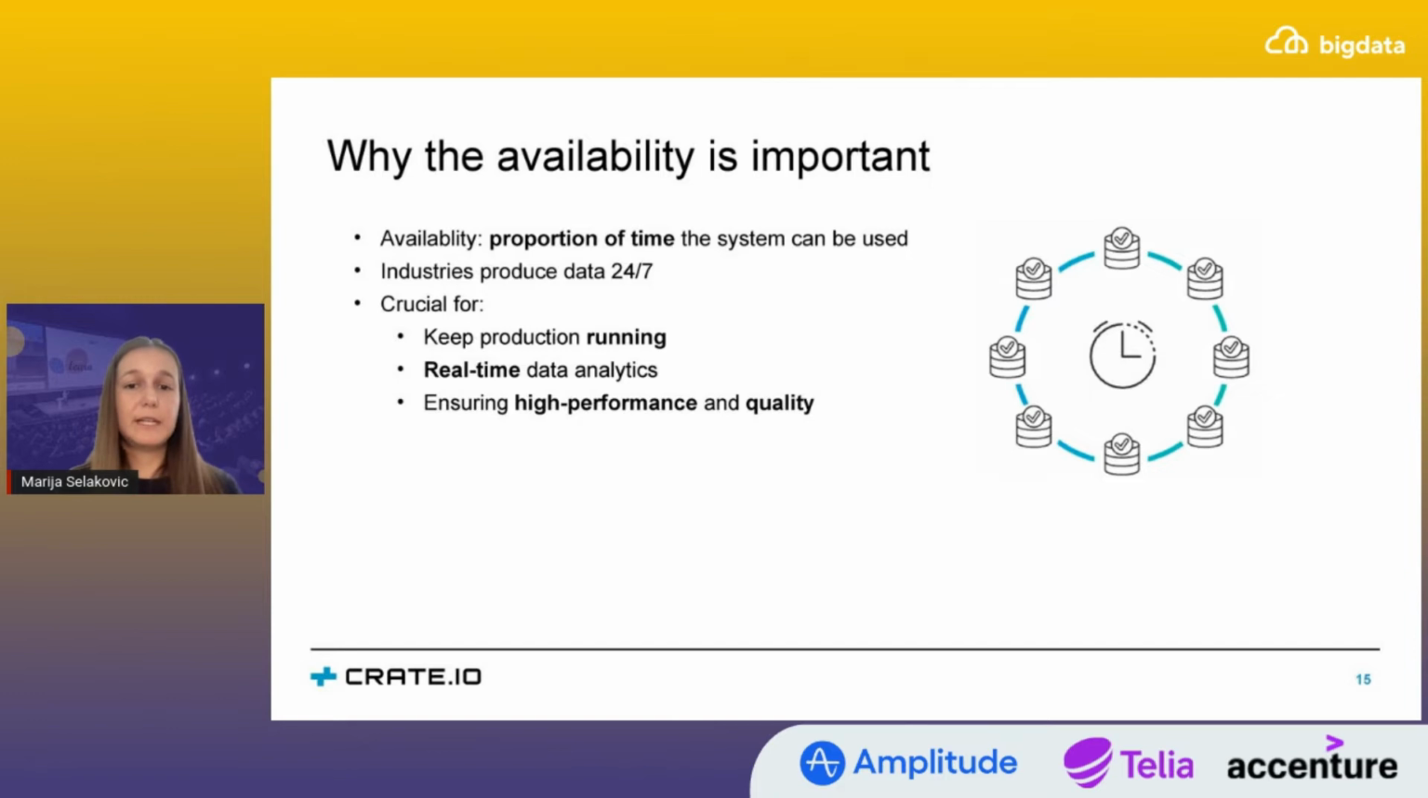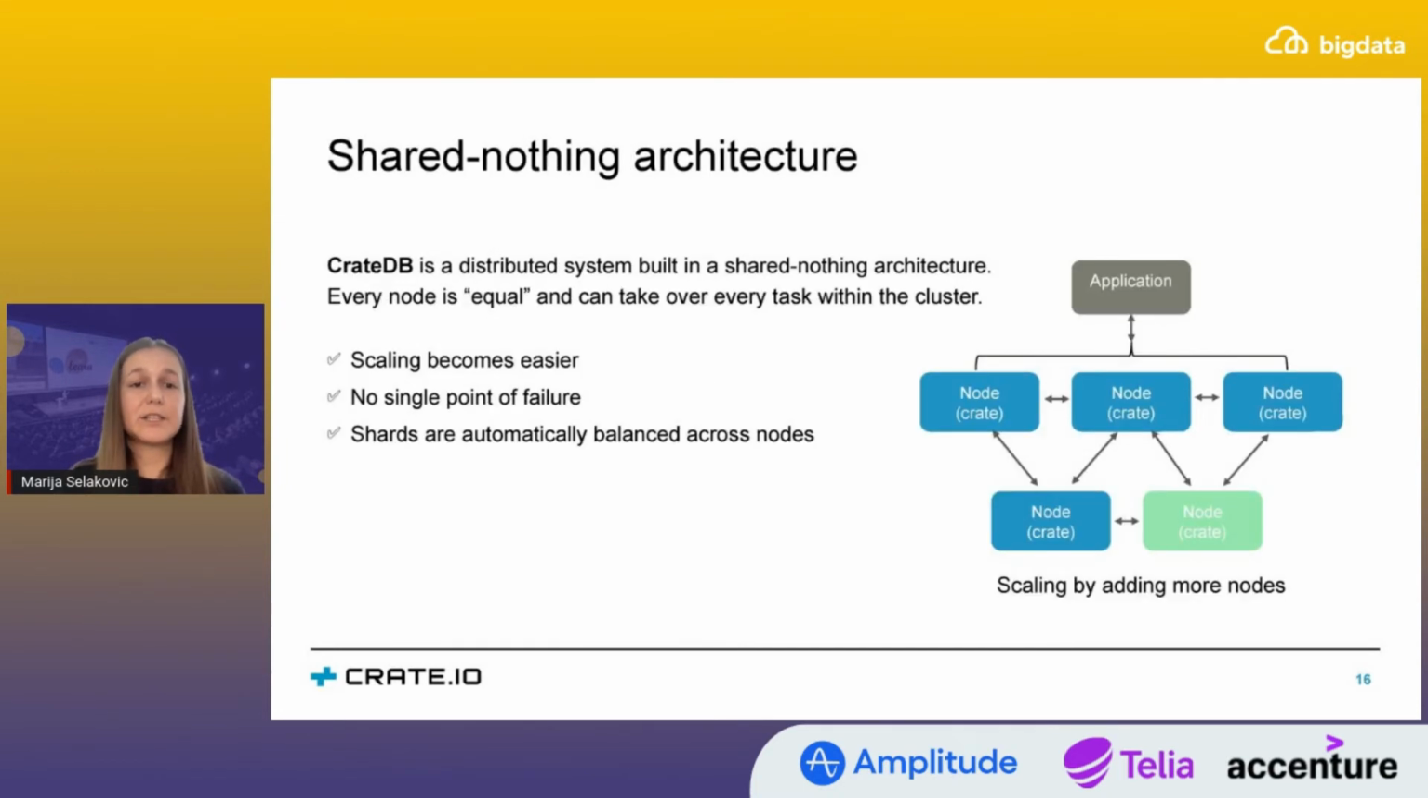So availability is a very significant concern and requirement when it comes to storing and analyzing industrial time series data. Let's see how CrateDB actually addresses the availability requirement. CrateDB is, first of all, a distributed system that is built as a shared-nothing system. So it has a built-in shared-nothing architecture.